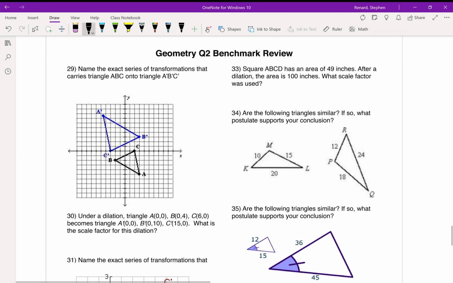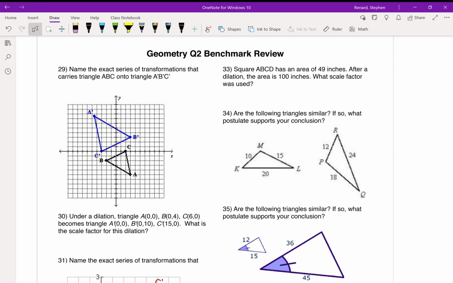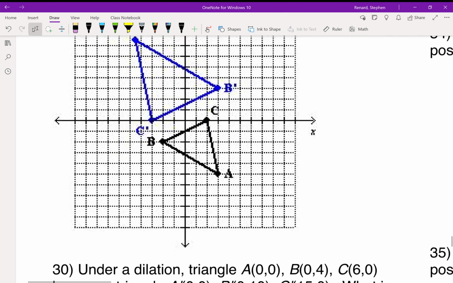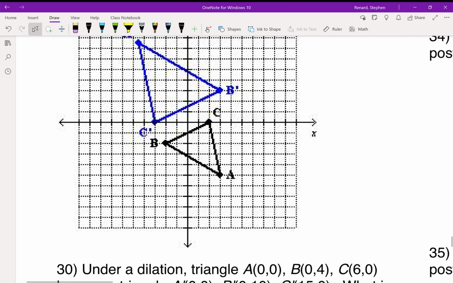Okay, welcome to the final part. Exact series of transformations that carries triangle ABC onto triangle A prime B prime C prime. This is tricky. So what I want to do is look at this and try to think what's going to happen. A prime, B prime, C prime is clearly bigger, so we're going to need a dilation.